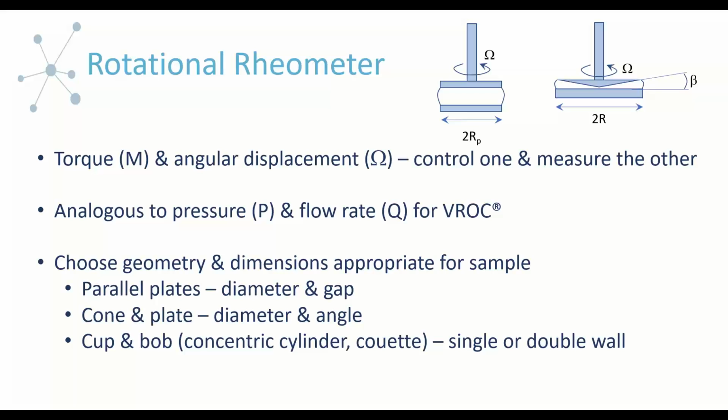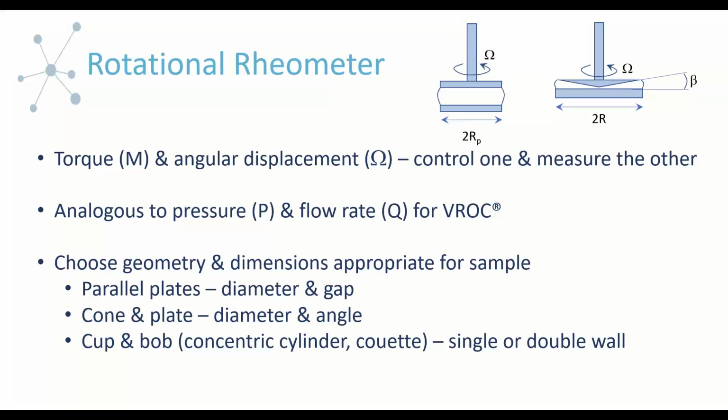So you have to choose the appropriate geometry and dimensions that will work best for your sample. We're going to talk in a little bit of detail about the common geometries for fluids. There are some very specific tools that aren't really relevant for this conversation. The main ones related to fluids would be the parallel plates, the cone and plate, and the cup and bob, also referred to as concentric cylinders or the cuvette.